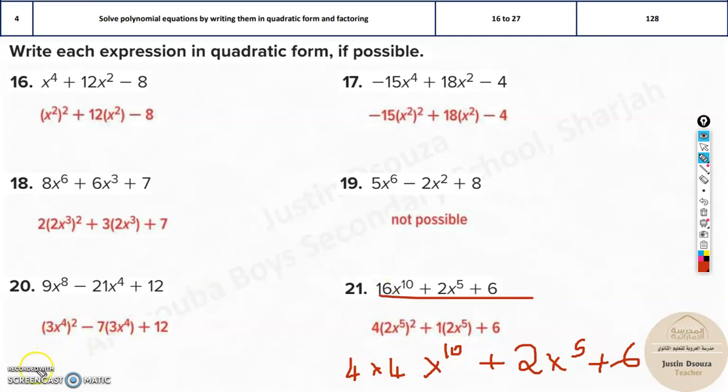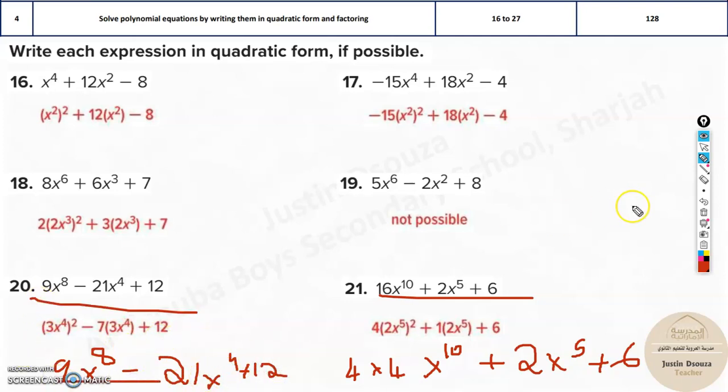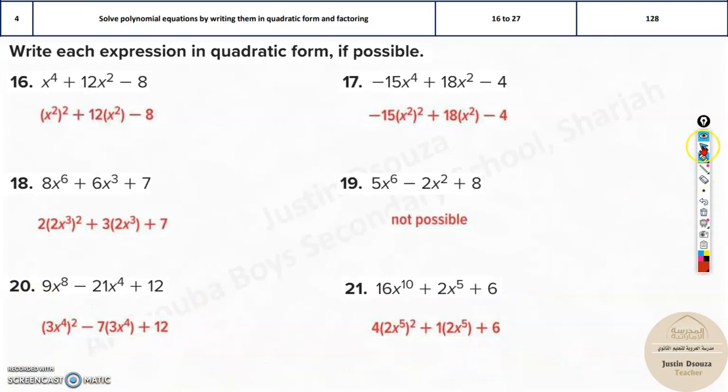Now, over here, 3 squared is 9. x to the power 4 times 2 is 8. Minus 7 times 3 is 21, x to the power 4, plus 12. Yes, that's the same as the question. You can easily solve them and compare with your questions. You will easily get the answer.